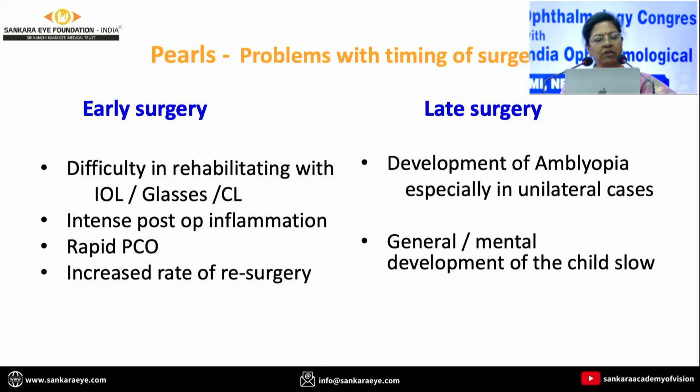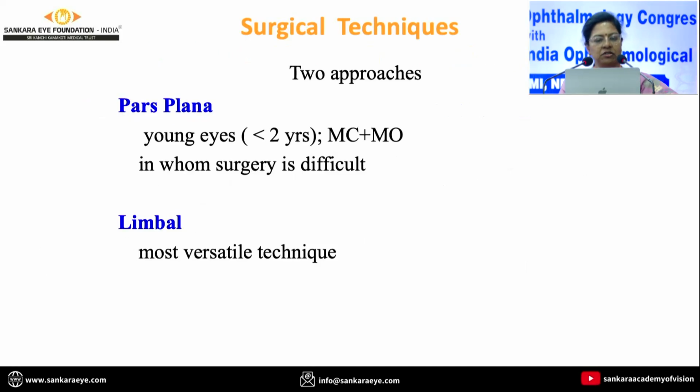Definitely with early surgery, we have difficulty in rehabilitating these children with IOL or glasses or contact lens, intense post-op inflammation and rapid after-cataract, and there is an increased rate of resurgery. On the other hand, if it's late, then these children can develop amblyopia, which can be refractory, or there can be an overall developmental delay in these children. There are two surgical approaches, limbal and pars plana. Limbal is the most versatile technique, and pars plana is confined to or preferred for children who have anterior segment dysgenesis, small cornea, small eye, etc.